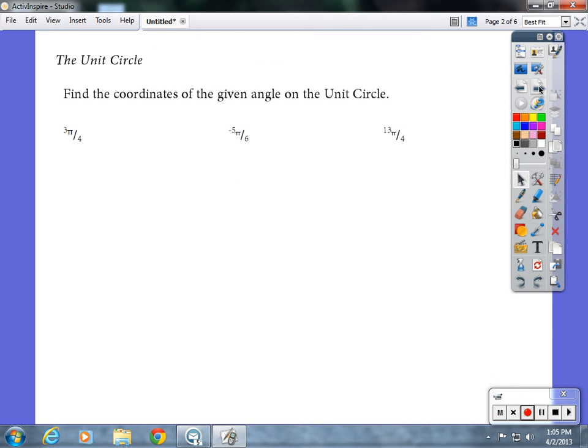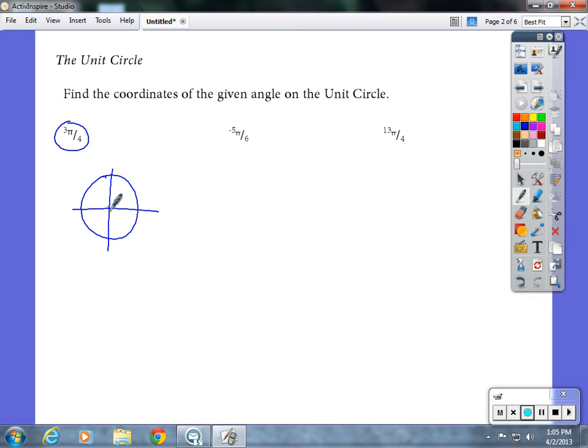So first of all, what if we're just given a problem where we're given an angle measure in radians, and we're charged with finding the coordinates of the given angle on the unit circle. First step is always to determine where that angle is in the unit circle. So each of these presents us with a little bit different issue. The first one here is on the unit circle, 3 pi over 4. So that's a memorization problem.